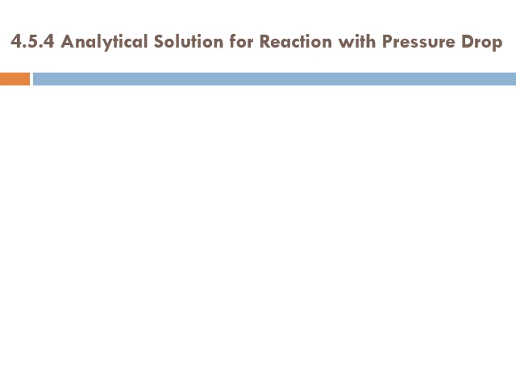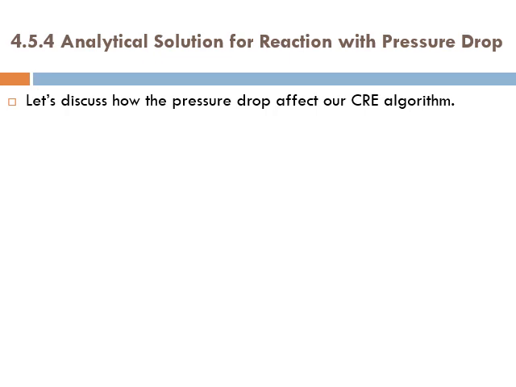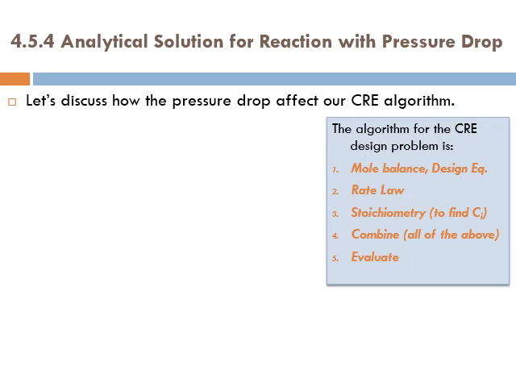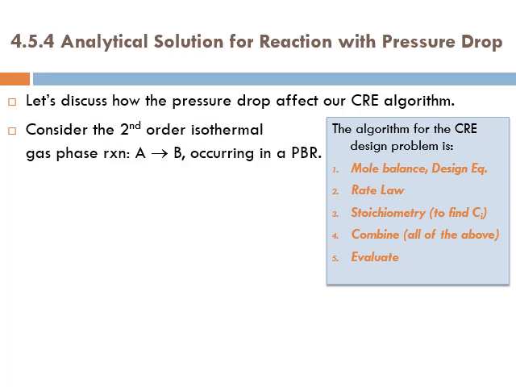Okay, let's proceed. Analytical solution for reaction with pressure drop. Let's discuss how the pressure drop affects our CRE algorithm. So we said the CRE, chemical reaction engineering algorithm for the design of reactors, consists of 5 steps. And let's consider the second order isothermal gas phase reaction, A goes to B, occurring in a packed bed reactor. So the design equation, this is how it looks like.